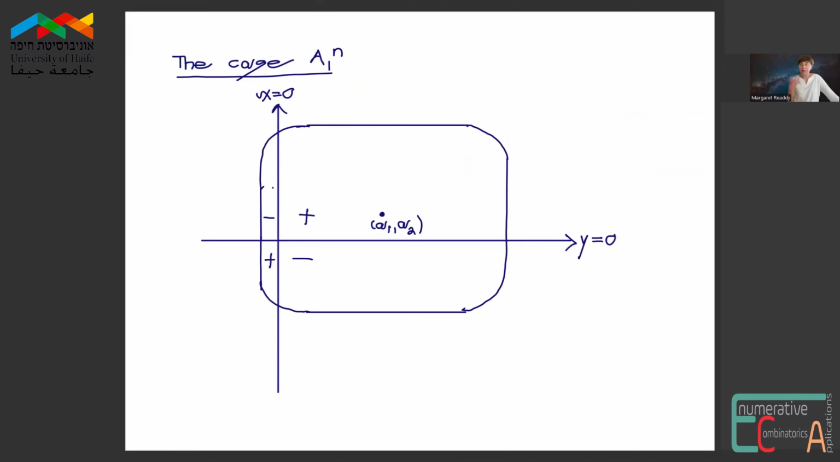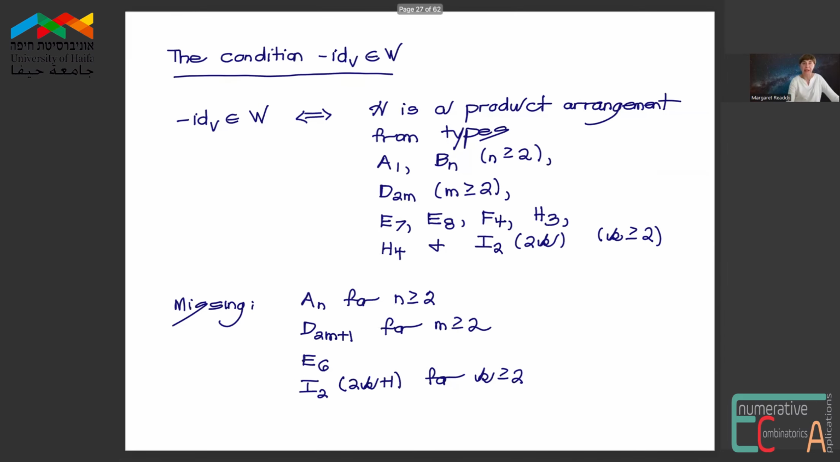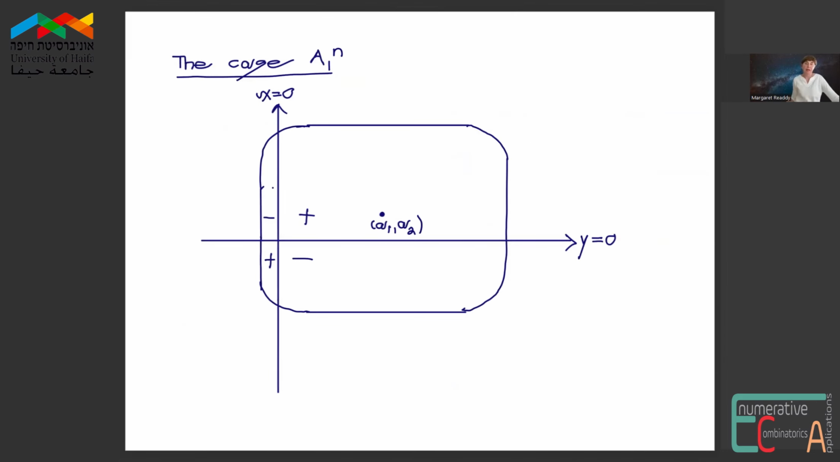So let's say something about this case, A1 to the n, because this is a special case. And again, remember in the theorem, we threw this one out. This said no type A1 to the n. So let's actually look at this. So here's an example. I have my arrangement, and here I have my signed pieces.